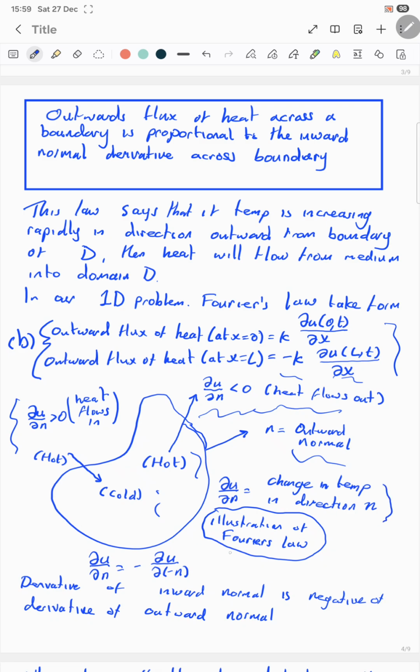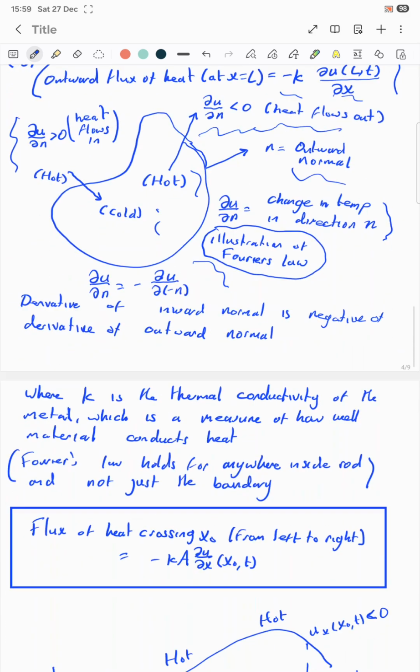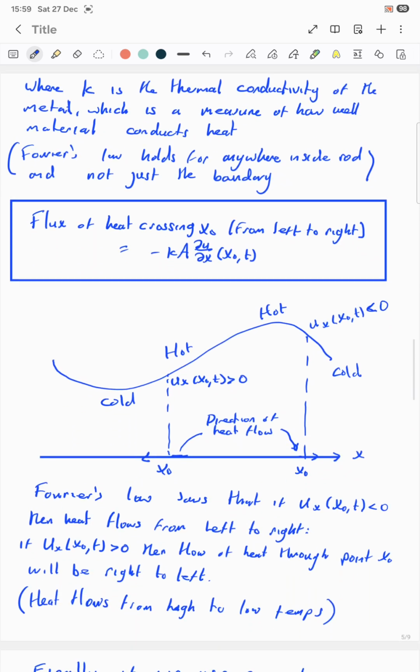Now this is just an illustration of Fourier's law. Now the partial derivative du/dn equals minus du over d minus n. The derivative in the inward normal direction is the negative of the derivative in the outward normal direction, which is basically what that means. Now k is the thermal conductivity of the metal, which is a measure of how well a material conducts heat. Fourier's law holds anywhere inside the rod and not just at the boundary.